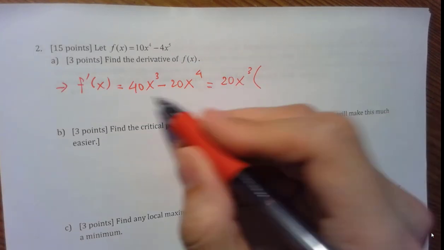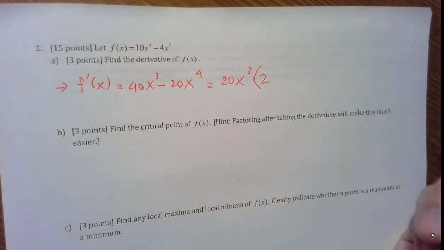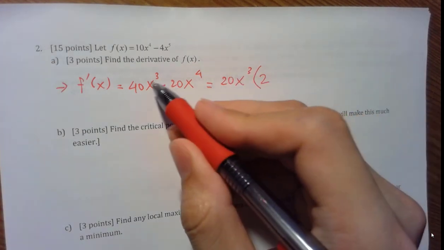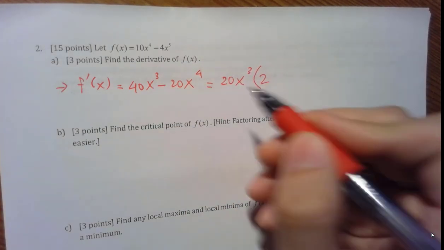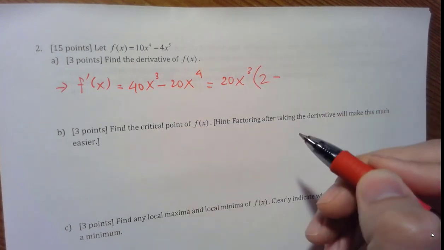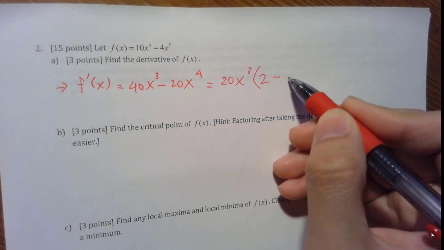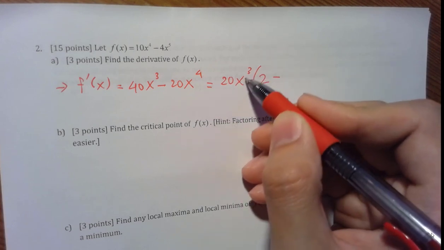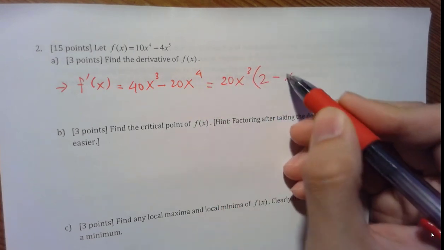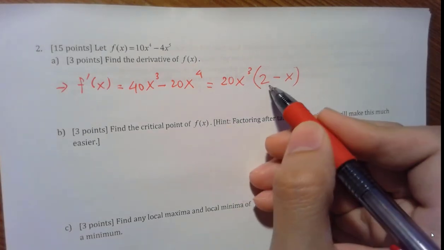I pull out 20 from 40, and I have 2 left, right? I pull out x cubed, so there's no more x left on the first term. The minus sign I carry here. The 20, I took it out, so there's no more constant. The x cubed, I took out x cubed from x to the 4th, therefore I have 1 x left. So this is the factored form of f prime.